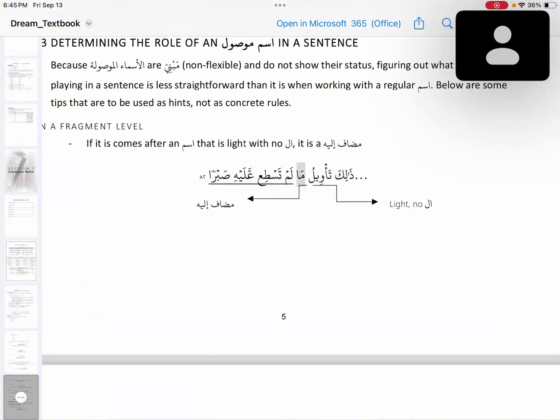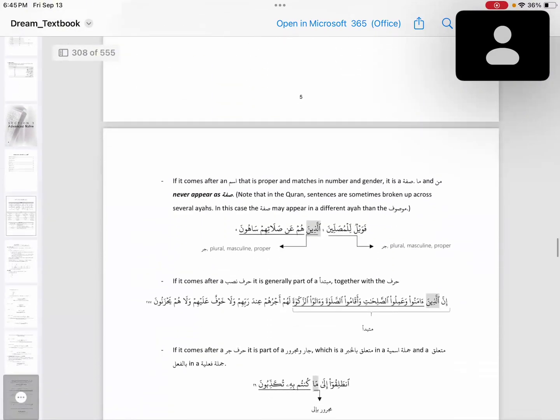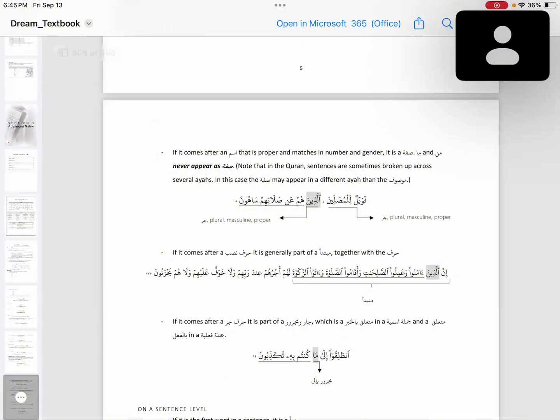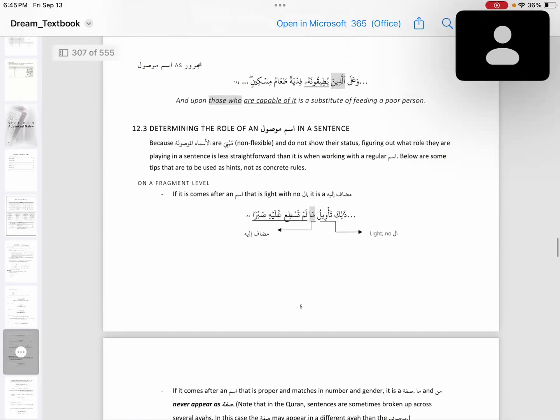Zalika tawilu ma. The interpretation of what? If it comes after an ism that is proper and matches the number and gender, it is sifa. Ma and man never appear as sifa.